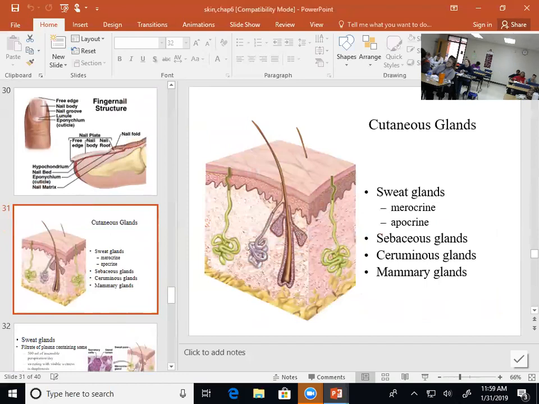I want you to just jot down here. Ceruminous are wax, earwax. So earwax has a function. It's to keep pests out of your ear canal. And that's really true. It does that. It also waterproofs your ear canal and keeps that eardrum really, really flexible. So ceruminous glands secrete earwax, which has a ton of different functions.